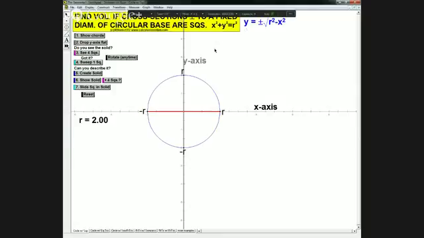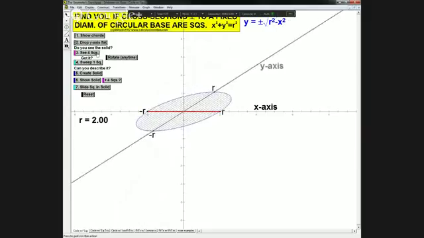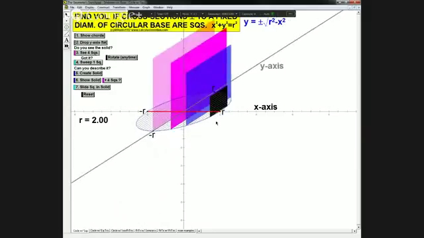Okay, so find the volume if the cross sections perpendicular to a fixed diameter of a circular base are squares. So basically what that says is, you have some chords that are perpendicular to the x-axis, and we are finding the volume of a shape formed by squares.